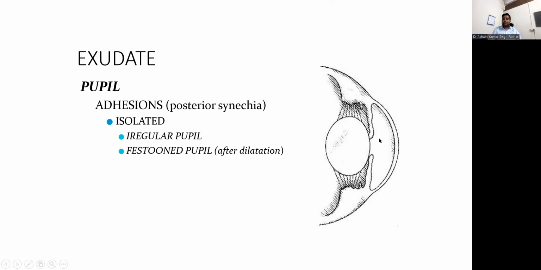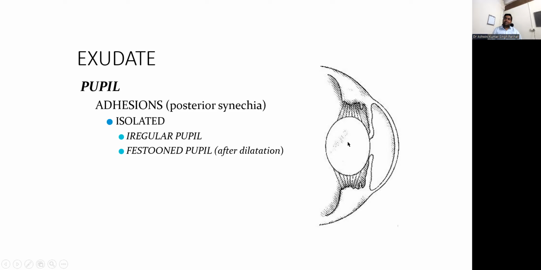This sign is nothing but iridocapsular adhesion. The iris has adhered to the lens, and you can see this is the iris which has adhered to the lens, and below also. That happens because the iris is totally affected with the exudates and has lost the ability to contract. The adhesion of the iris with the lens is known as posterior synechiae.